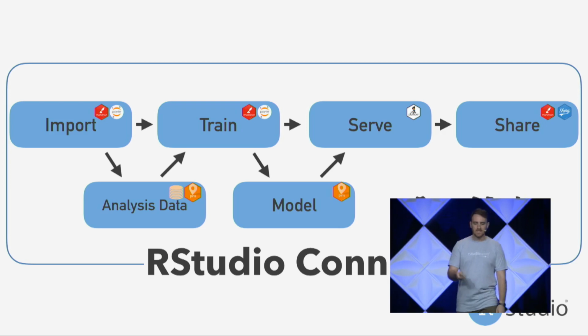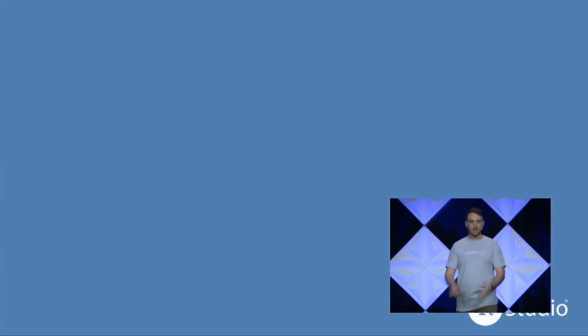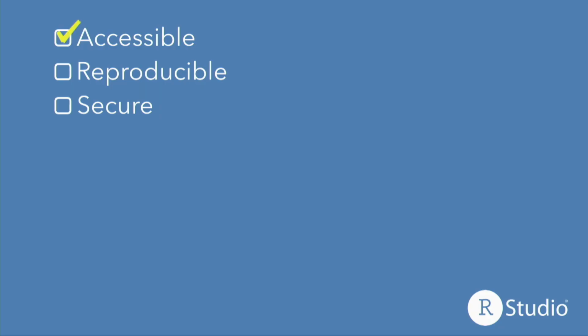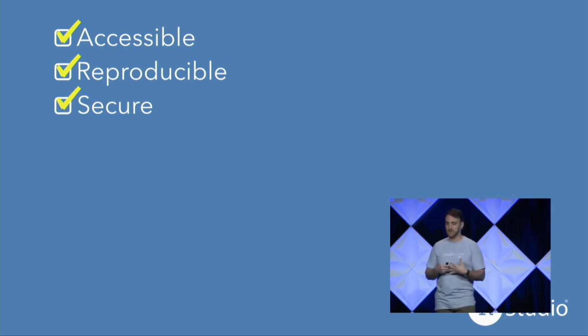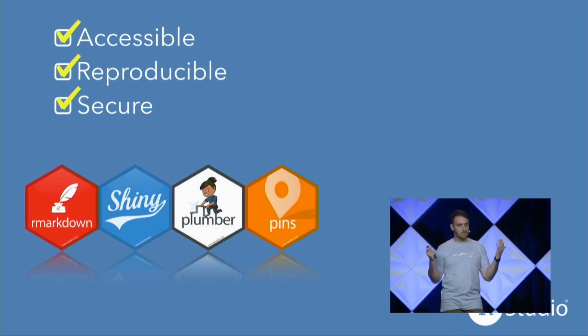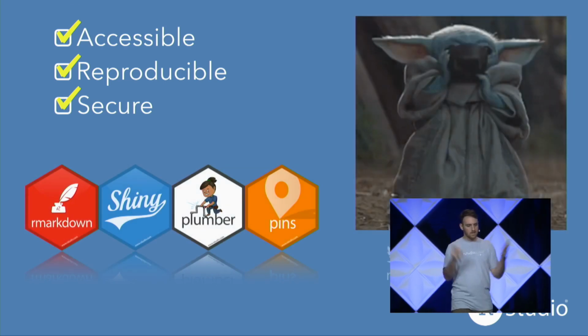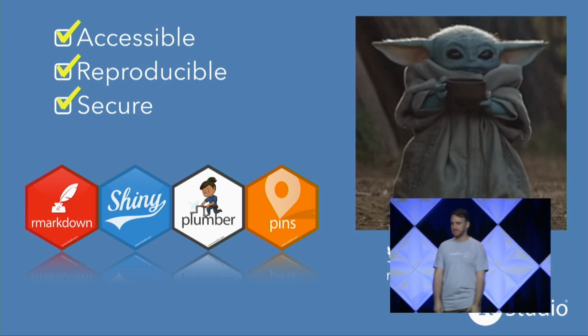So, big takeaways. When you are thinking about deploying content, the top three things to optimize for are accessibility, reproducibility, and security. If you're hitting these three keys, you're probably increasing value with what you're doing, as opposed to just adding sophistication. While you're doing that, R Markdown, Shiny, Plumber, and pins are good friends of yours. And of course, may the force be with you. Thanks, everybody.